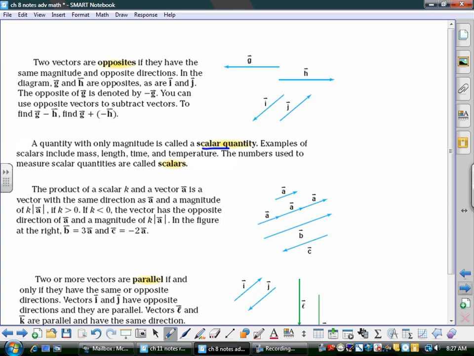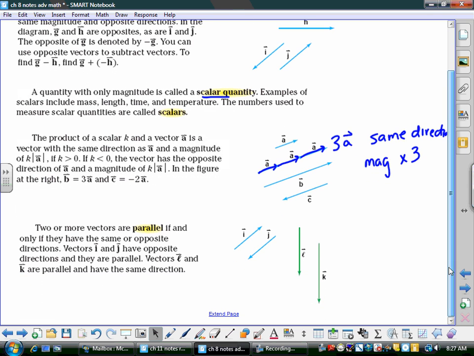When you multiply a scalar times a vector, you just have that same one. So like this is 3a because it has 3 a's. It ends up in the same direction, but its magnitude is multiplied by 3. It's 3 times as long. Parallel vectors have the same direction or opposite directions. Like these two vectors have opposite directions and they're still parallel.